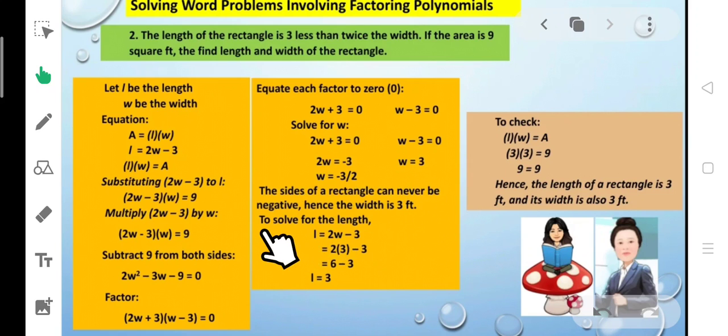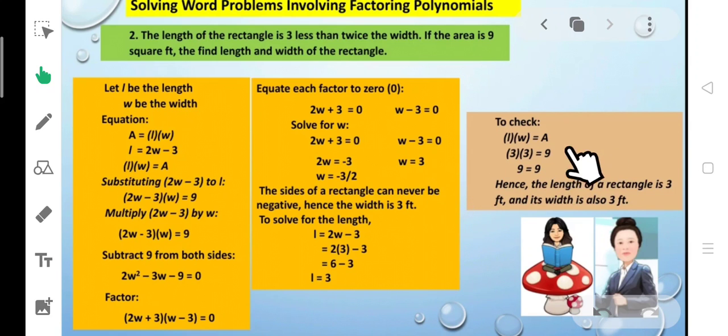To solve for the length using that value of W, we have L is equal to 2W minus 3. We have 2 times 3, substituting 3 to W, then minus 3. So 2 times 3 is 6, minus 3, so 6 minus 3 is equal to 3. Meaning the length is equal to 3. So the length of the rectangle is equal to 3 feet, and the width is also equal to 3 feet.